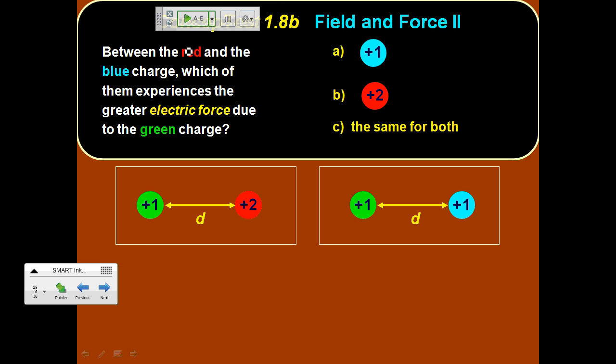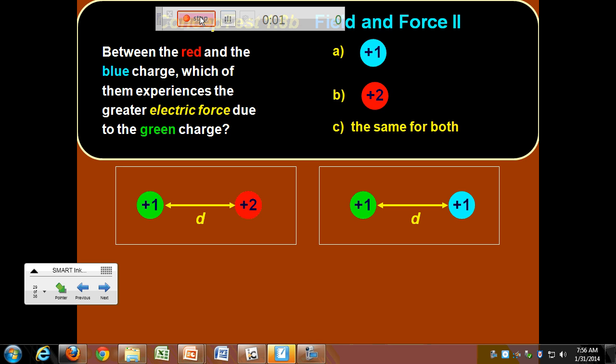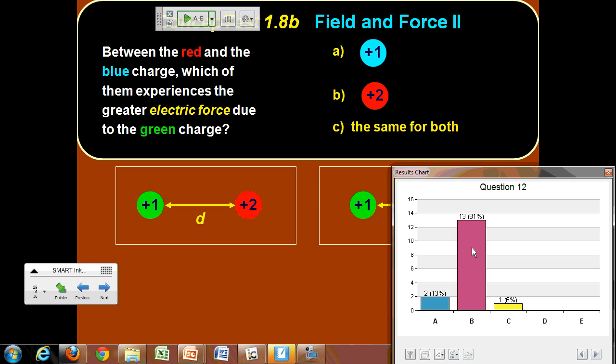Which one experiences the greater force due to the green charge? I'll stop at 30 seconds. Just a few more seconds. D is the right answer.